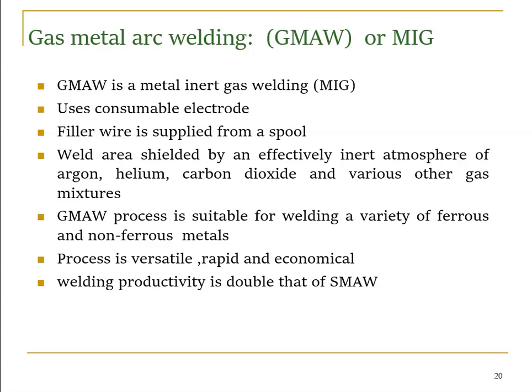It again uses a consumable electrode, because here we use metal as an electrode. The filler wire is supplied from a spool. The weld area is shielded by an effective inert atmosphere of argon, helium, carbon dioxide and various other gas mixes. So the GMAW process is suitable for welding a variety of ferrous and non-ferrous metals. It is a versatile, rapid and economical process. Welding productivity is double that of SMAW, submerged arc welding. This is what gas metal arc welding.